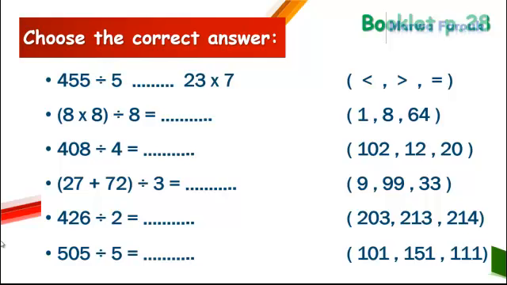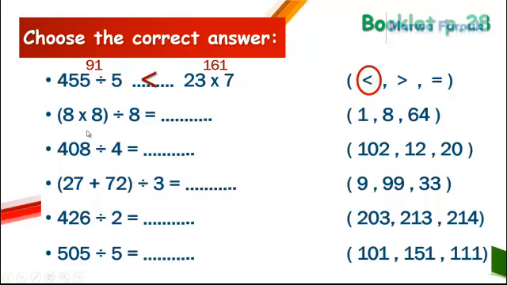Okay, now let's take the first side, 455 divided by 5. We are going to divide here. 4 divided by 5 can't be, so we are going to take 45, and 45 divided by 5 equals 9. Now 5 divided by 5 equals 1, so we got 91. The other side we have multiplication, so we have to start from the units. 7 times 3 equals 21. I will write 1 and carry up 2. Now 7 times 2 equals 14, and 14 plus 2 equals 16, so we got 161. So 91 is smaller than 161, so we are going to put a circle around smaller than.